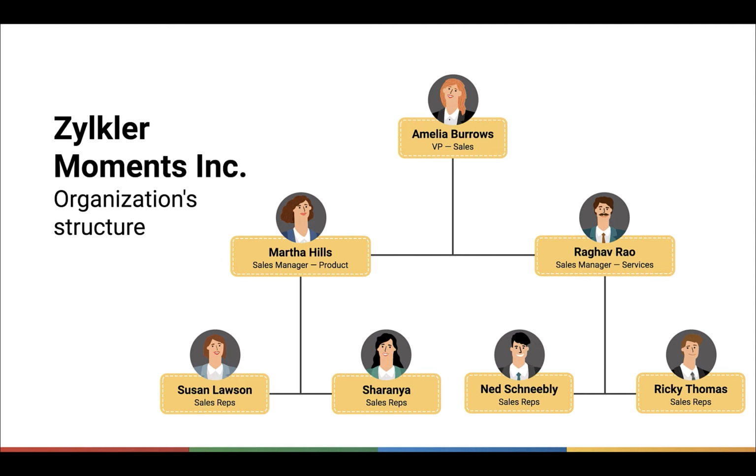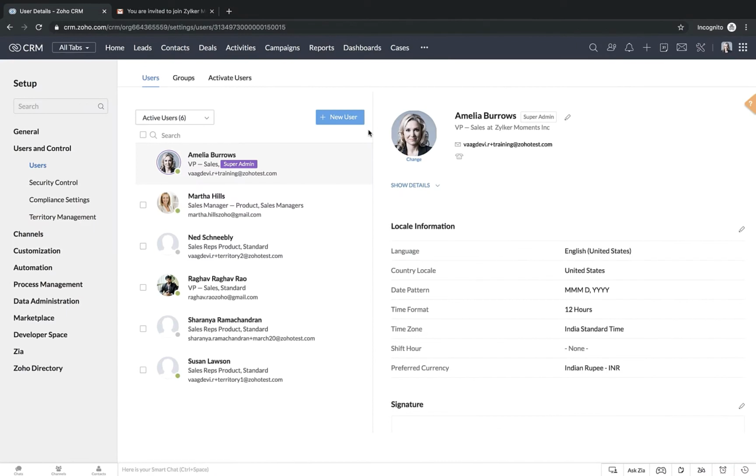So let's just remember these details. There is a VP sales, there is a sales manager for the product division, a sales manager for the services division, under whom there are a bunch of sales reps. Okay, now in this account I have logged into the CRM account of Amelia Burrows, who is the VP sales of this Zilker Moments company.